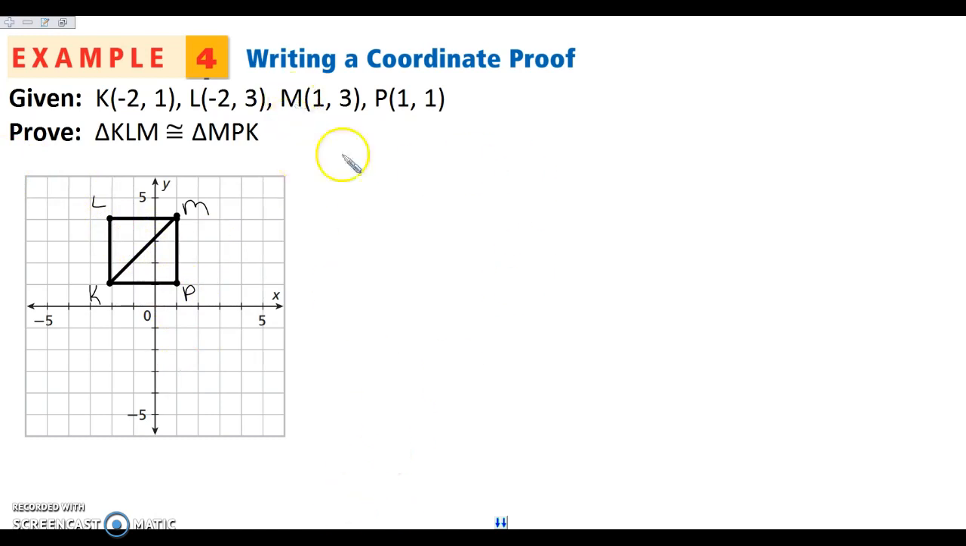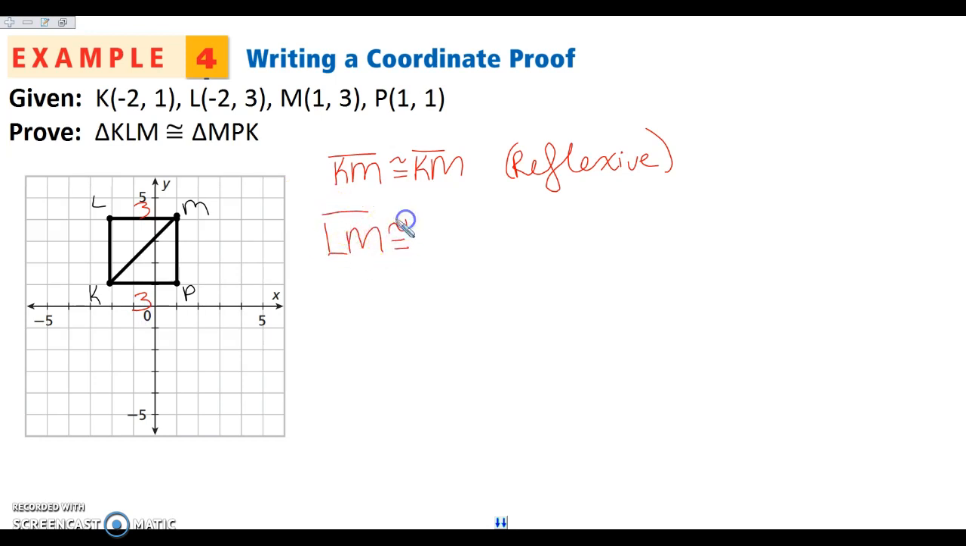All right, so the first step is I know that KM is congruent to KM by reflexive. So I don't have to do that. The next thing is that I know that this length here is 1, 2, 3. This length here is 1, 2, 3. So I know that LM is congruent to KP, because I can count. Or you can do distance formula.